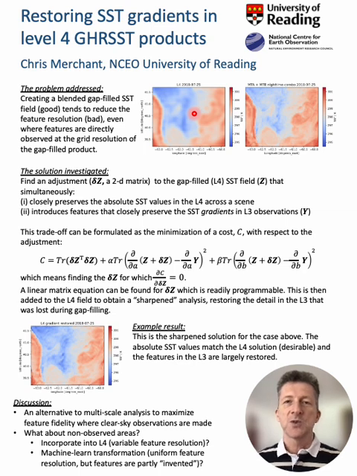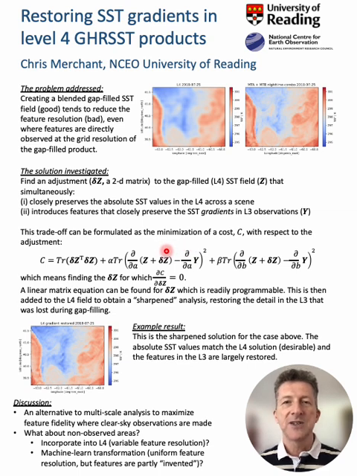But we want to do this in such a way that we preserve the overall absolute SST level in the level 4 because of these benefits of blending multiple sensors that I mentioned. So it's a trade-off, and we can formulate any trade-off in general as some sort of cost function, and that's what I've done here. The adjustment delta Z is represented in the first term, and we want to find the smallest adjustments that we can that fit with restoring the features.